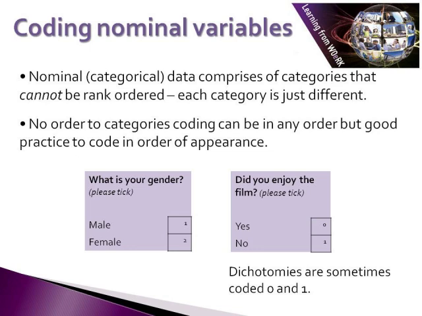So what does this mean? This basically means that no mathematical operations can be performed on the data relative to each other. As nominal data has no order to categories, coding can be in any order, but good practice is to code in order of appearance.